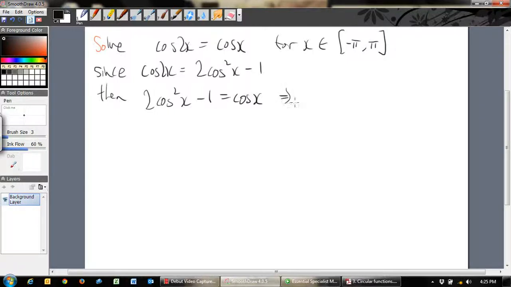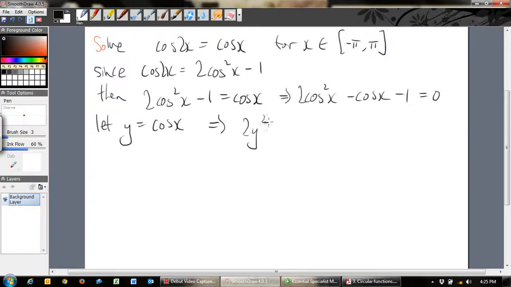Okay, and then we'll just bring it all over the same side so we can solve this thing. We've got 2 cos squared x minus cos x minus 1 equals 0. Now this is just a quadratic that we need to solve. At this stage it looks a bit confusing. Some people can do these in their head, some people can't. Let me show you the simple way. So I would go, let y equal cos x. What do we get? 2y squared minus y minus 1 equals 0.